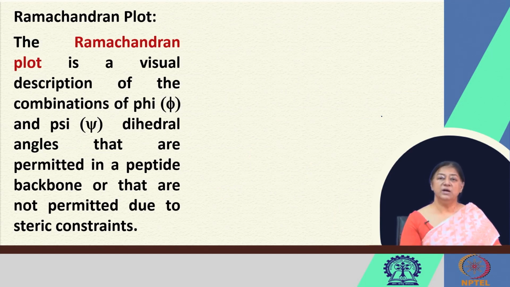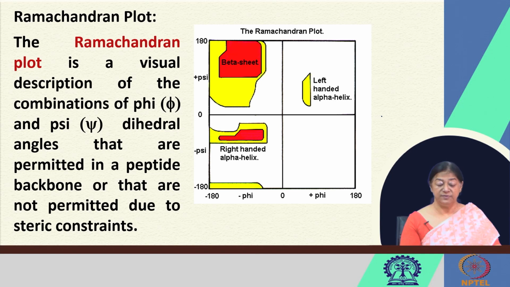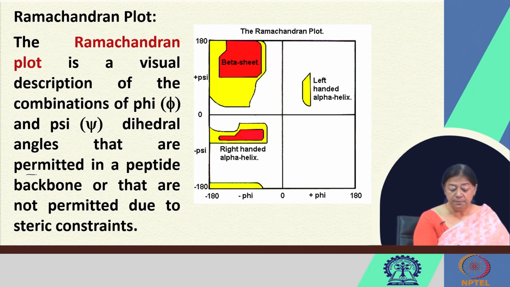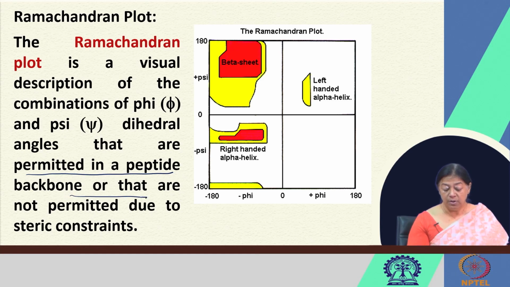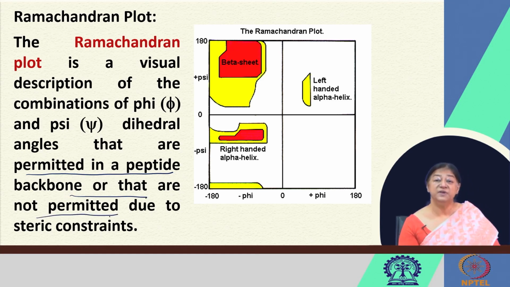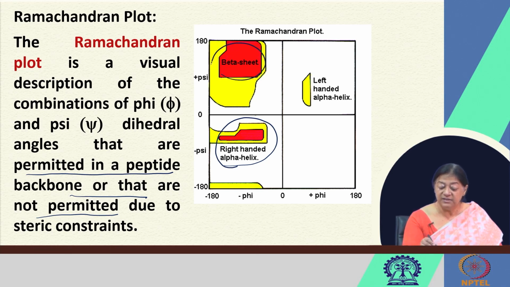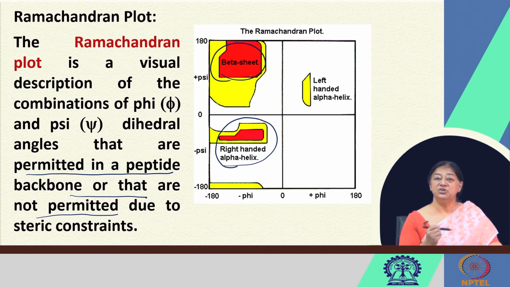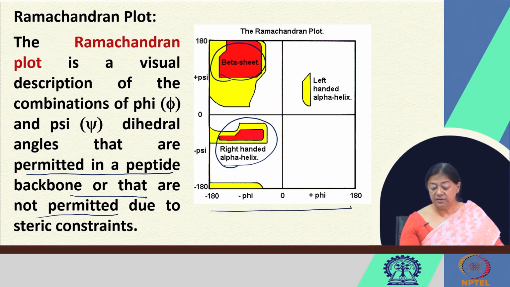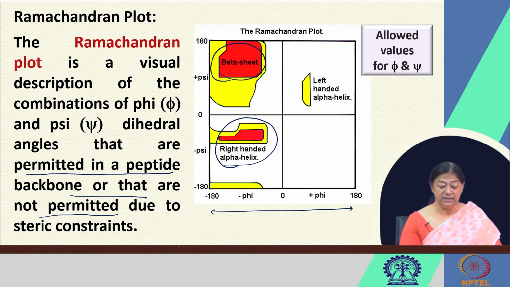The Ramachandran plot is a visual description of the combination of the phi and the psi angles that are permitted in a peptide backbone, and those that are not permitted due to specific steric constraints. And interestingly, the helices are in this region, the beta sheets are in this region, meaning that their phi psi angles, because of the structural constraints and the specific geometrical patterns, occupy specific regions of the Ramachandran plot, and some of these regions are not allowed. Why are they not allowed?